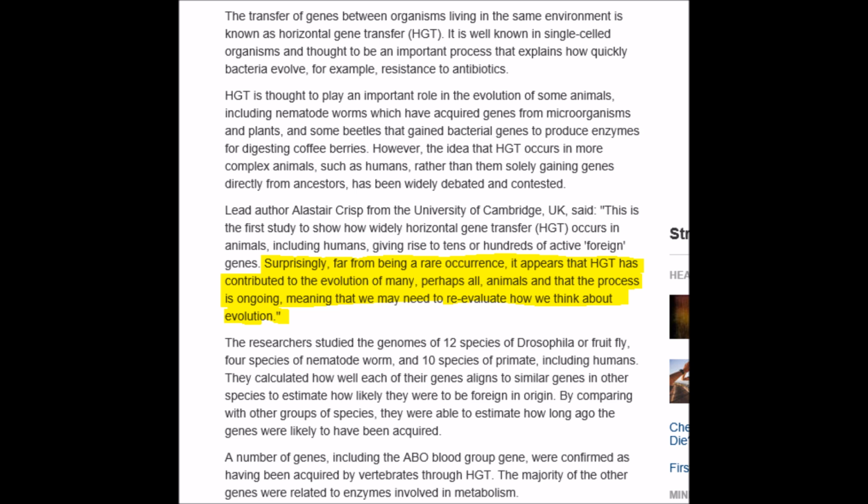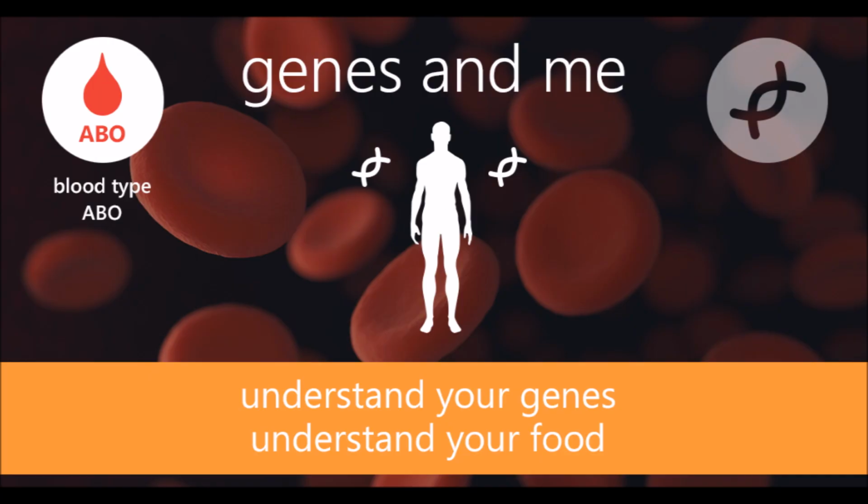The researchers studied the genomes of 12 species of fruit flies, 4 species of nematode worms, and 10 species of primate, including humans. They calculated how well each of their genes aligns to similar genes in other species to estimate how likely they were to be foreign by origin. By comparing with other groups of species, they were able to estimate how long ago the genes were likely to have been acquired. A number of genes, including the ABO blood group gene, were confirmed as having been acquired by vertebrates through horizontal gene transfer.